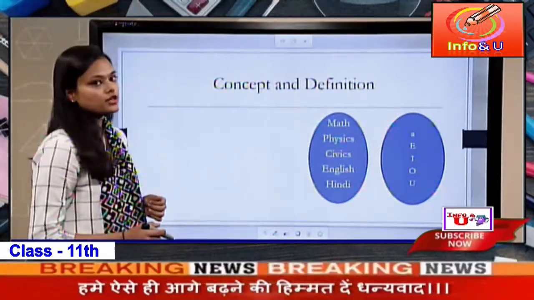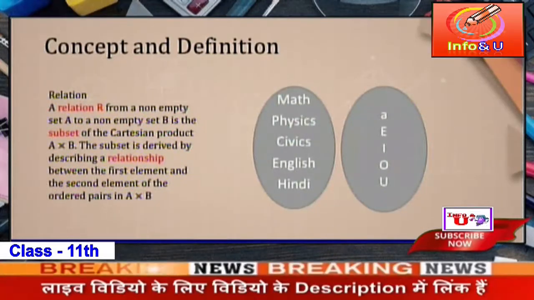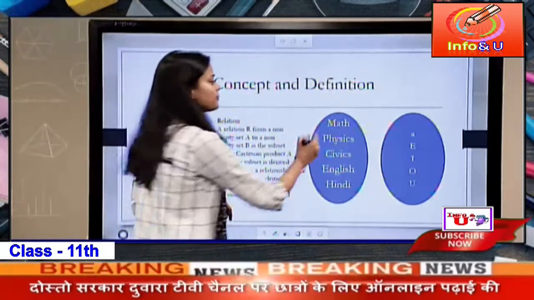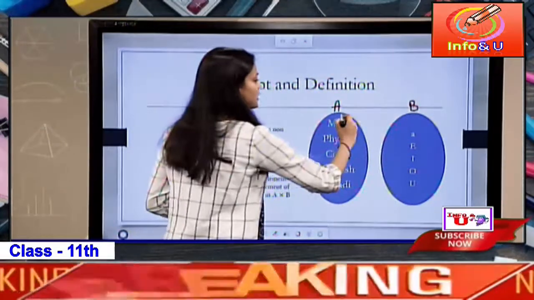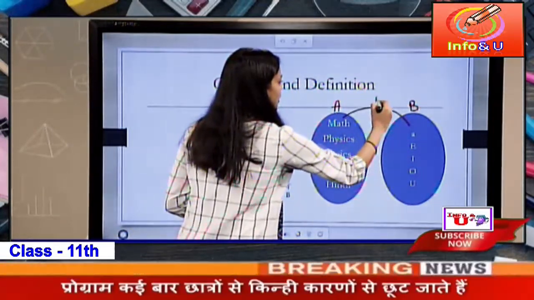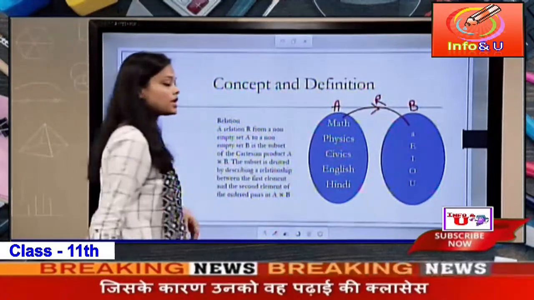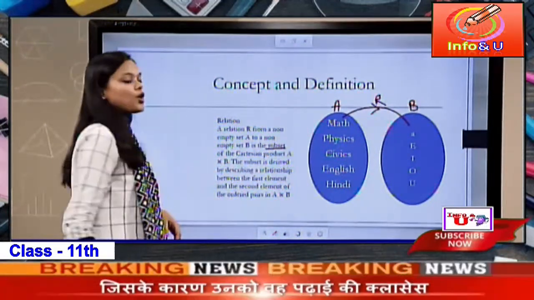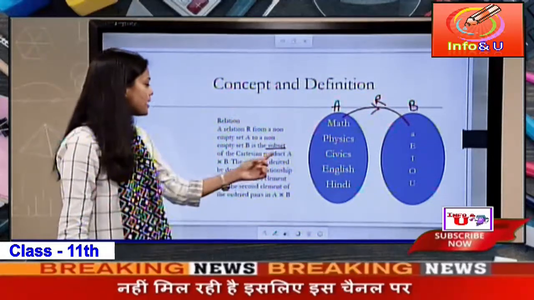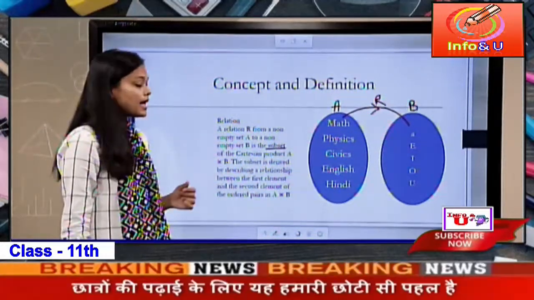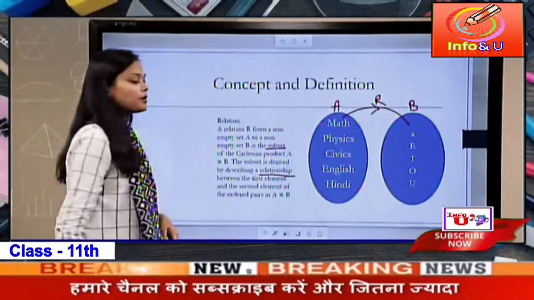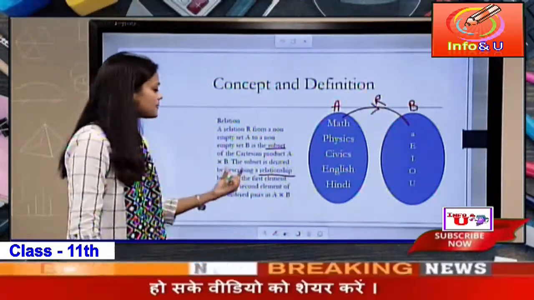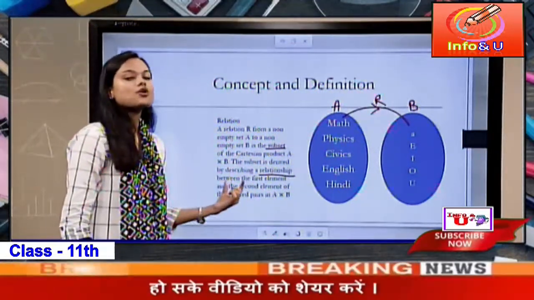The formal definition of the relation is: a relation R from a non-empty set A to a non-empty set B. Remember, we have named this set as A, this set B, and relation R from set A to B is the subset of the Cartesian product A with B, and the subset is derived by describing a relationship between the first element and the second element of each ordered pair.